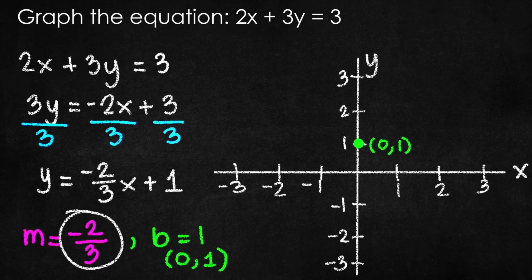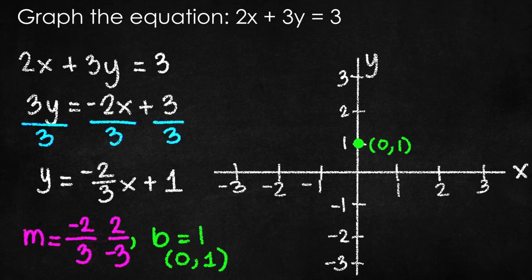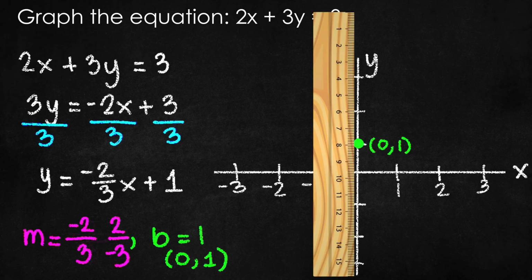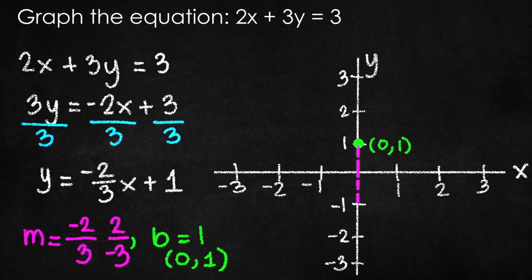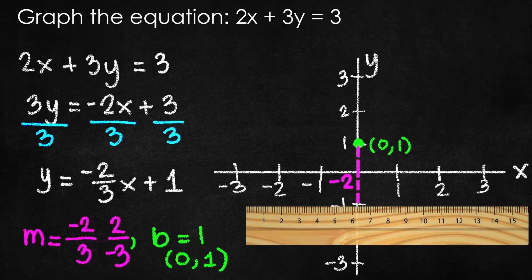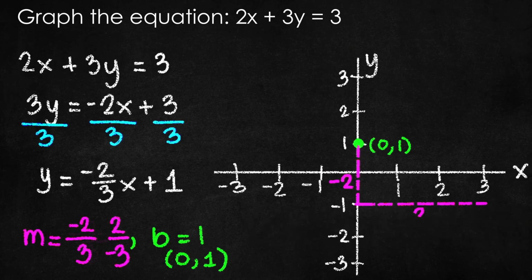Then the slope is negative 2/3, which can be negative 2/3, or 2/-3. Again, both are correct. But say we choose the first one. From the y-intercept, move 2 units down and then 3 units to the right. Mark another point here. Now you can draw the line. This is the graph of the linear equation.